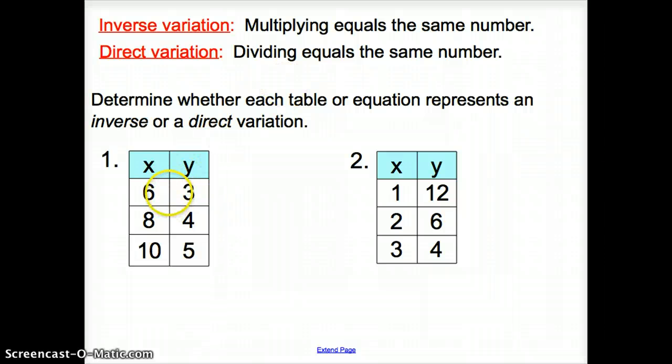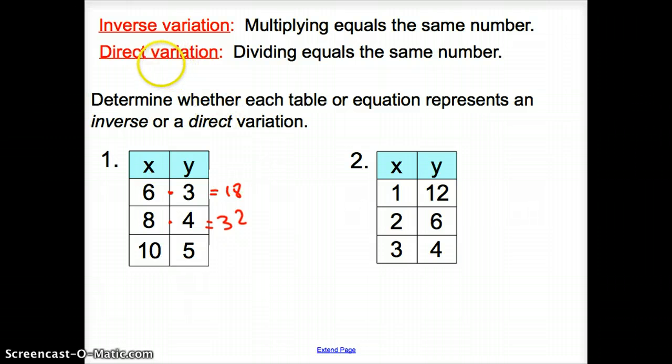We're going to be multiplying the x's and the y's to see if it is an inverse variation. So 6 times 3 is 18. So now if I multiply 8 times 4, that better equal 18. Well, 8 times 4 is 32. So now 18 and 32 are not the same number, right? So what do we have left to pick from?